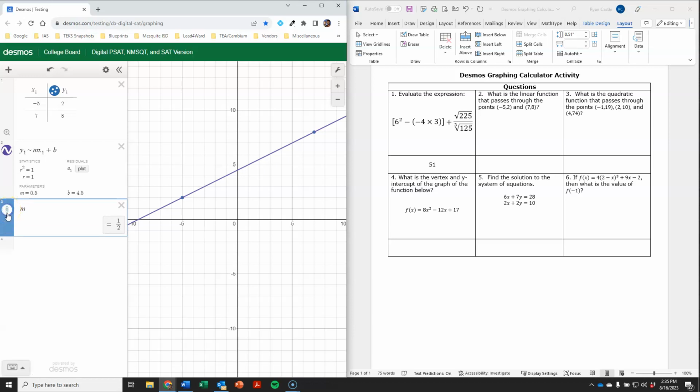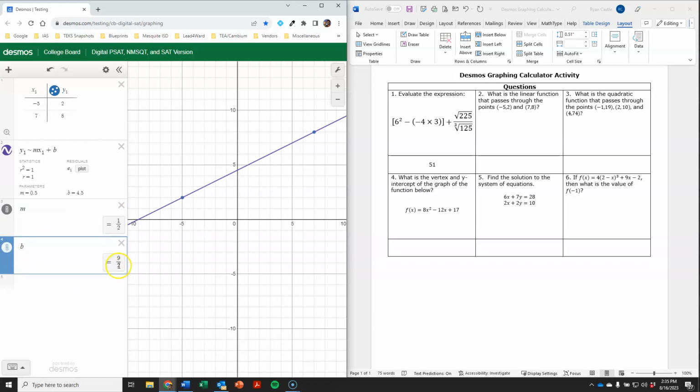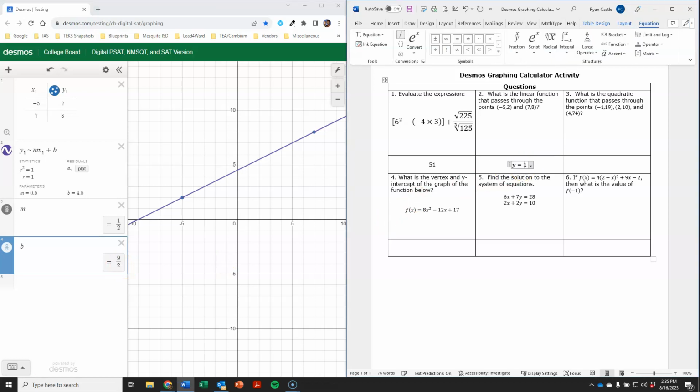And so I can hit convert to a fraction. It will convert it to a nice 1/2. I can do the same thing with b, and that will convert to a 9/2. And so I know that my equation is y equals 1/2 x plus 9/2.